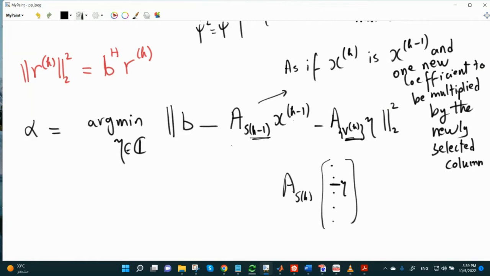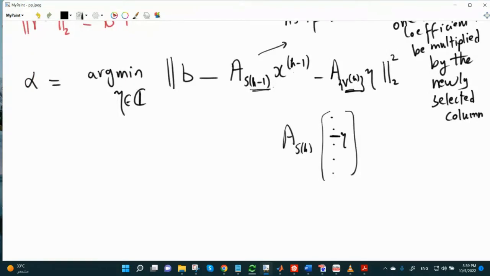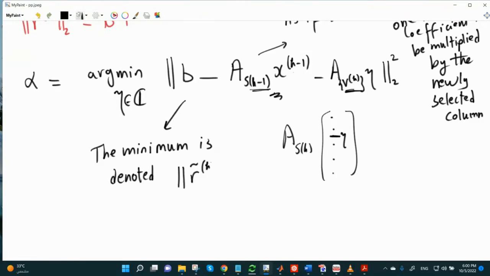But in any case, this is a step that we are doing here conceptually, so that we can have a bound on the L2 norm squared of the residual vector. Okay, so we don't really need to do this. If we do it, then the residual, the minimum, is denoted R tilde of K squared.